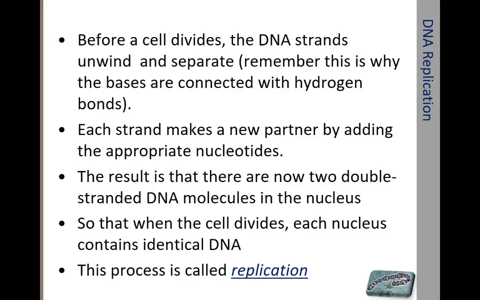When we go through this whole process, the result is that there are now 2 double-stranded DNA molecules inside the nucleus. This is important so that when the cell divides, each nucleus of the daughter cells contains identical DNA, and this process is known as replication.